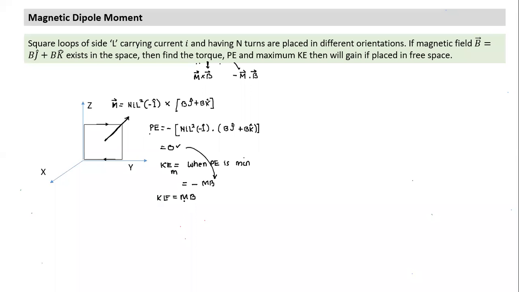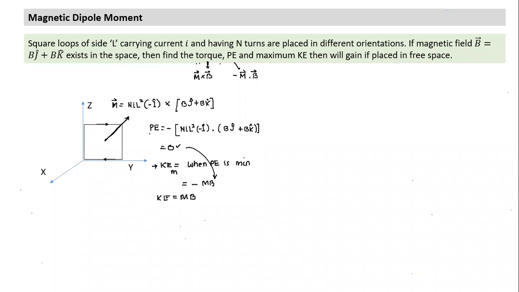Anvita, are you clear about this point now? Yes, sir. When is kinetic energy maximum? When potential energy is minimum. What is the minimum value of potential energy? Not 0. The minimum value of potential energy is equal to minus MB when angle theta is 0. So from 0, how much is the loss of potential energy? That will come again into kinetic energy.